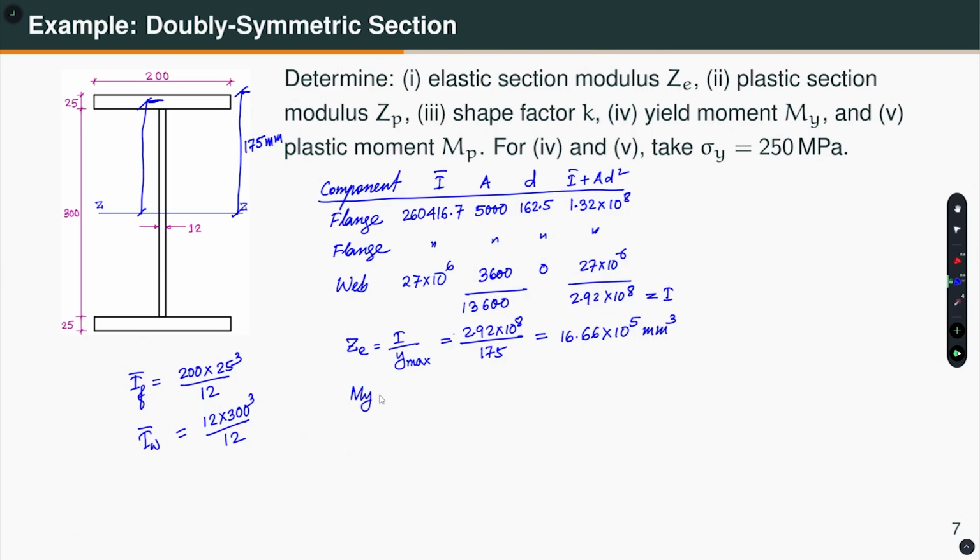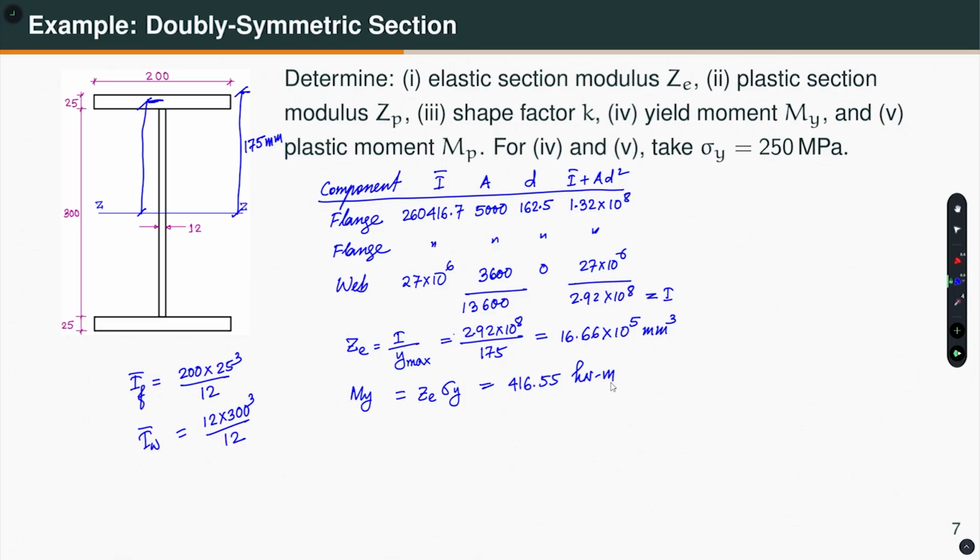I can calculate my M y now, which is ZE into sigma y. Okay. Sigma y is 250 MPa. So, that is Newton per mm square. This is mm cube, you will get in Newton millimeter. If I convert it to kilonewton meter, I will get 416.55 kilonewton meter. So, that is my ZE and my M y.